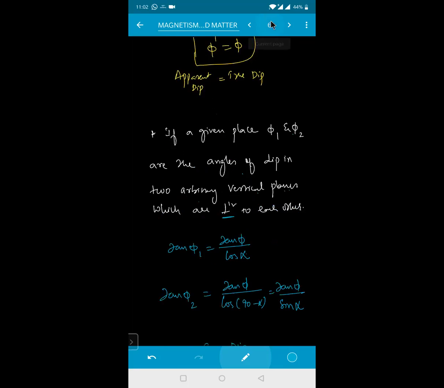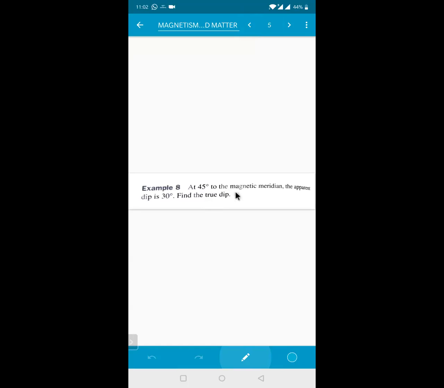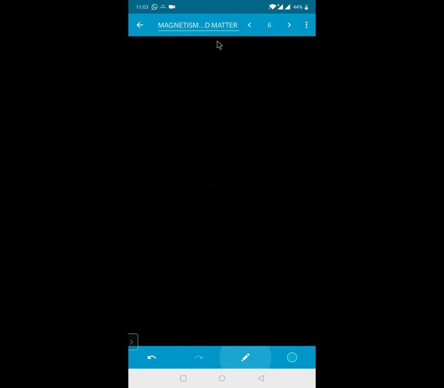Now see this question, we'll get a better idea from it. At 45 degrees to the magnetic meridian, the apparent dip is 30 degrees. Find the true dip. If I am doing it right now here itself, this is the question. See here, what is the apparent dip formula? Apparent dip.